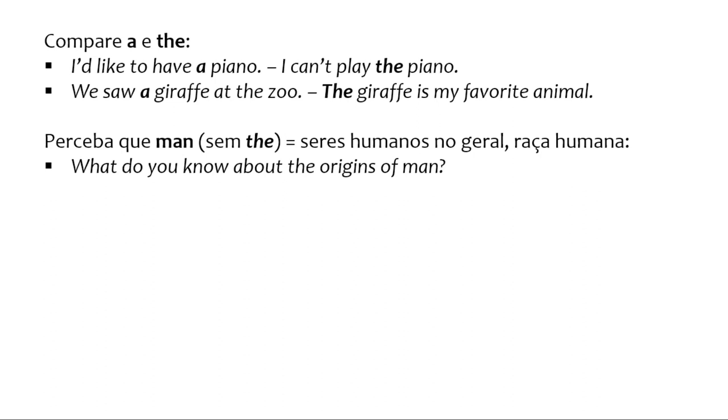Agora, vamos comparar a e the. I'd like to have a piano. Eu gostaria de ter um piano qualquer. I can't play the piano. Eu não sei tocar piano, um instrumento musical, então eu vou ter que usar the. We saw a giraffe at the zoo. Vimos uma girafa no zoológico. The giraffe is my favorite animal. A girafa é meu animal preferido, então eu estou especificando qual é o animal.